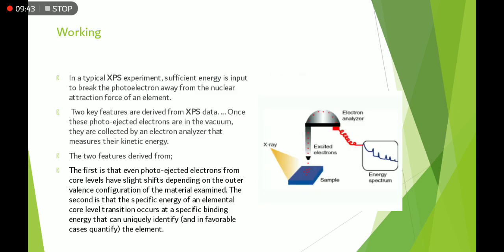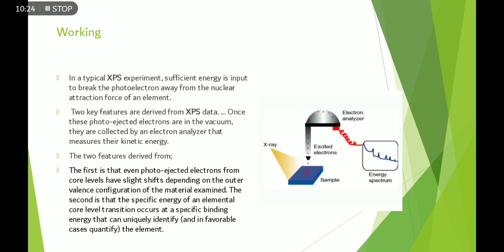What is the working of XPS? In a typical XPS experiment, sufficient energy is input to break the photoelectron away from the nuclear attractive force of an element. Too much energy is required to break an electron from the sample. Two key features are derived from XPS detection. Once these photo-ejected electrons are in the vacuum, they are collected by the electron analyzer that measures their kinetic energy. Those electrons released from the sample go to the detector, where their kinetic energy is measured.